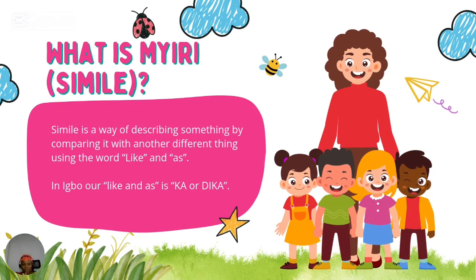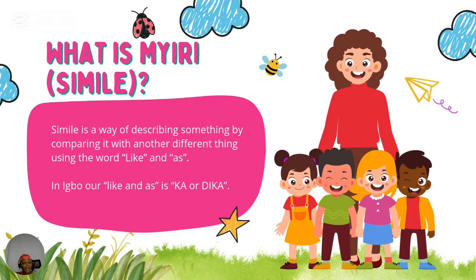So, what is myiri? Simile. Myiri is the Igbo word for simile. What does it mean? Simile is a way you describe something by comparing it with another different thing using the word like, and sometimes you can also use as. For example, if I want to compare two things, I can say she runs as fast as a deer. So how do we use like and as in Igbo?